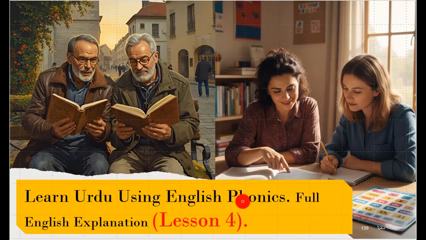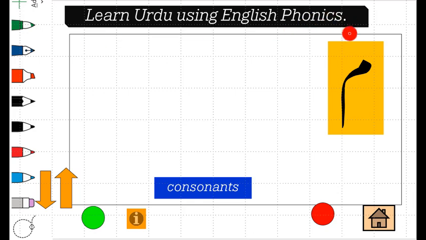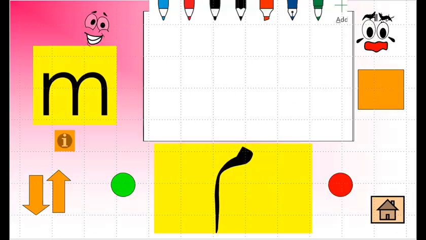Okay, we are on to our lesson number 4, Learn Urdu using English Phonics. So let's move on to introduce you to the letter we'll be learning today. This is the Urdu letter we'll be learning today. This is a consonant, an Urdu consonant. Let's look at it on the bigger screen and try to learn the formation so that you should be able to crack it easily.